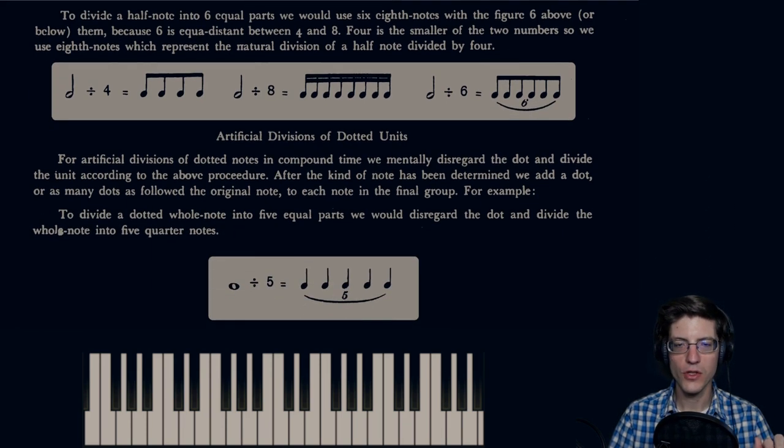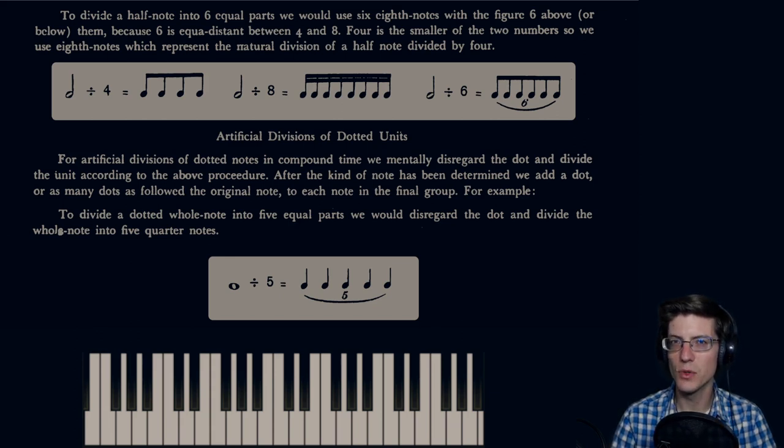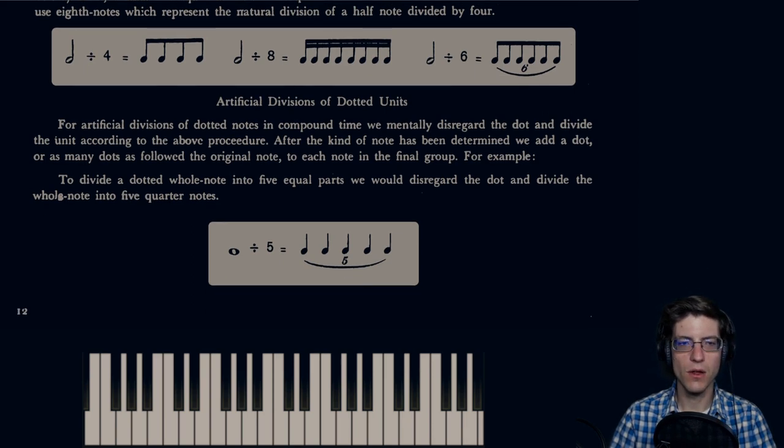Okay. Artificial division of dotted units. For artificial division of dotted notes in compound time, we mentally disregard the dot and divide the unit according to the above procedure. Okay, so you essentially are working only in simple time. When you're looking at artificial division, you jump down to the simple time values. After the kind of note has been determined, we add a dot, or as many dots as follow the original note, to each note in the final group.